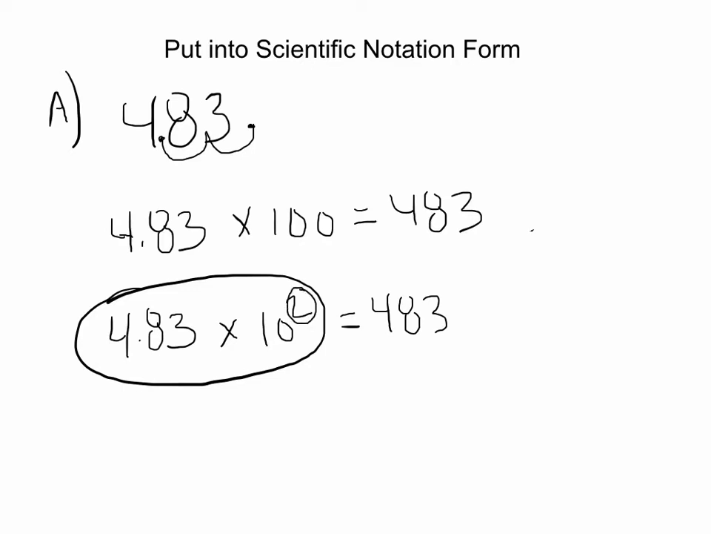Also, there's the number 2 in the exponent. And notice the pattern that we moved the decimal 1, 2 places. And so therefore we have a 2 in the exponent after the 10. Alright, let's move along.